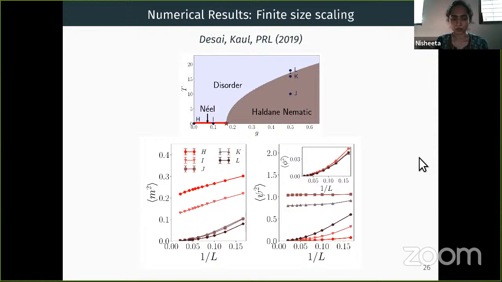Here, all of these are finite size extrapolations of the order parameters. You can see that in the Néel phase, m squared extrapolates to a finite value at infinite system size, and in the nematic phase, psi squared extrapolates to a finite value. In the inset, I have the extrapolation of phi squared, which is the VBS order parameter. The VBS order parameter can be seen to go to 0 in this entire phase diagram. So that means there's no VBS order anywhere in this phase diagram.